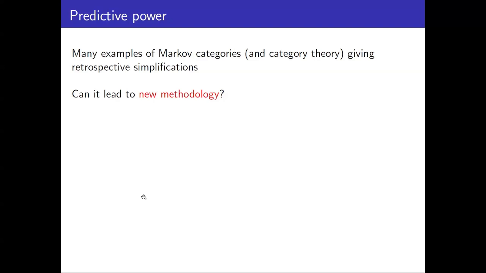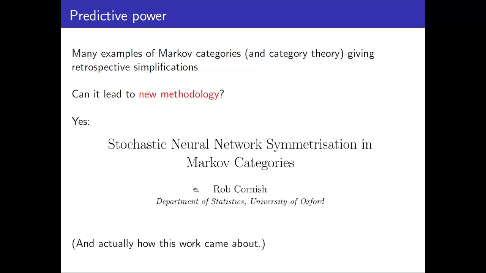Okay, so there's a question here, which is: what can we actually do with this that's new? Can we actually get new methodology from this? There are examples of Markov categories being used to describe, retrospectively, things that were already known, but can we get some new methodology from this? The answer is yes, and that's basically what I'm going to talk about. That's what I talk about in this paper here. And if this is potentially interesting empirically, this is not something I did retrospectively.